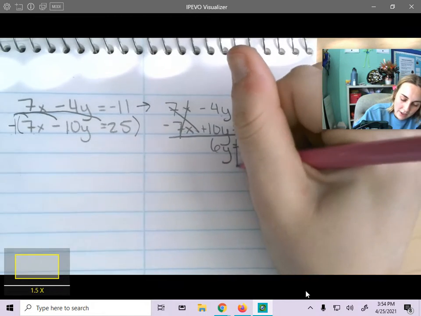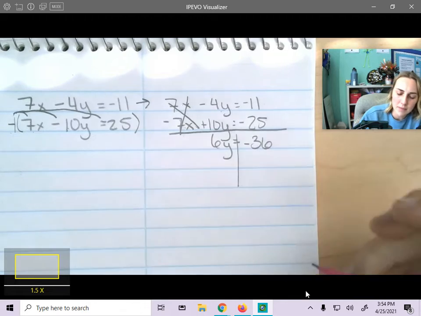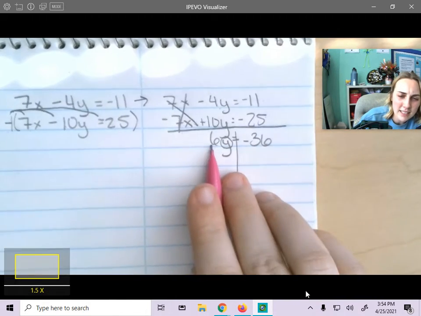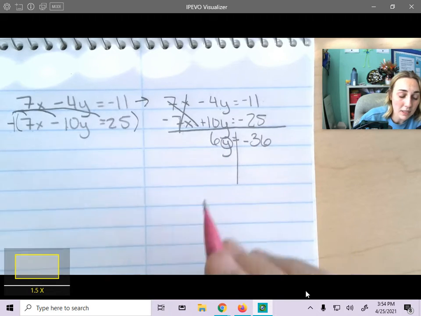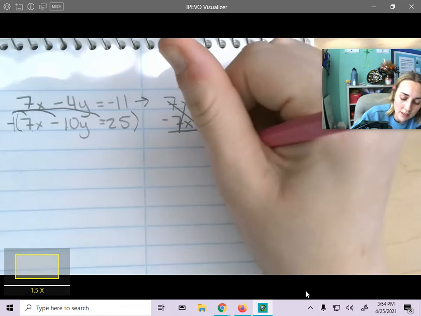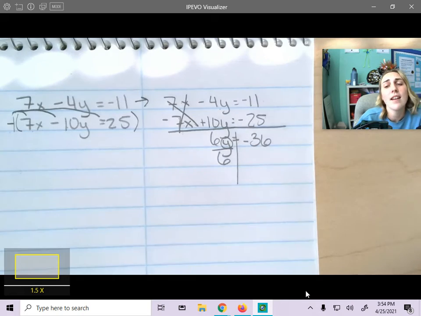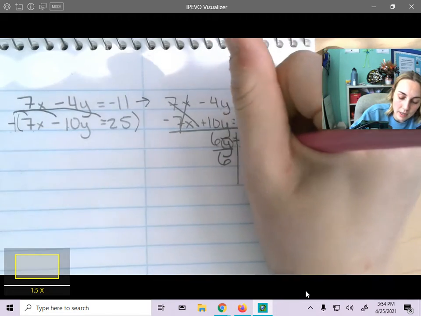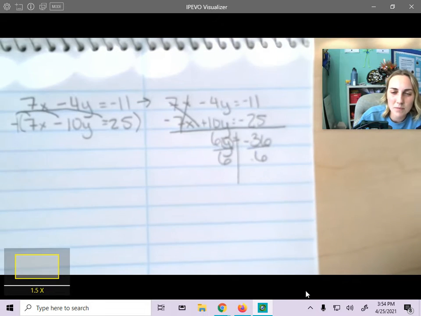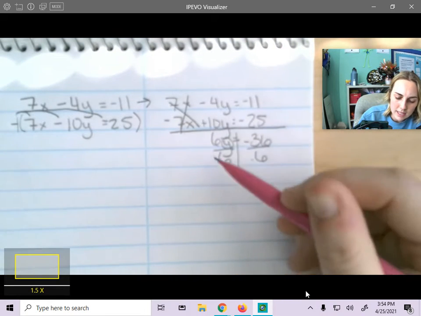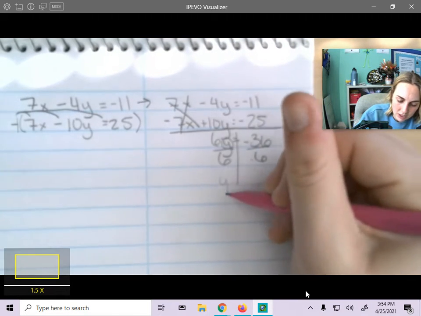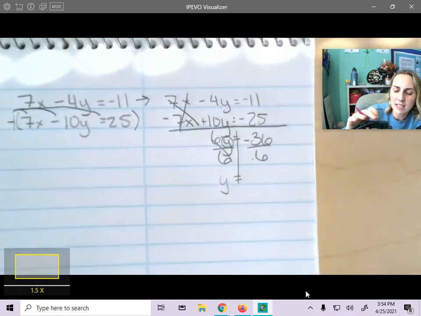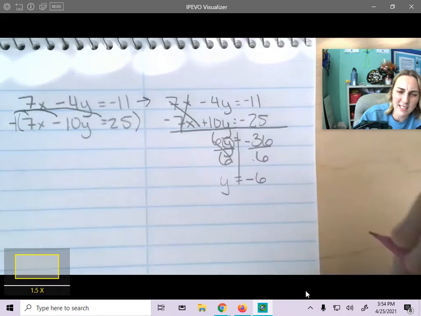All right, and now I have a one-step equation to solve for y. So I want to get y by itself right here. This says 6 is getting multiplied by y, so I need to do the opposite of multiplication, which is division. If I do it on one side of the balance beam, I have to do it on the other side as well. I'm going to divide both sides by 6. So these cancel out, leaving me with just y. And then negative 36 divided by 6 is going to give me negative 6 left over.